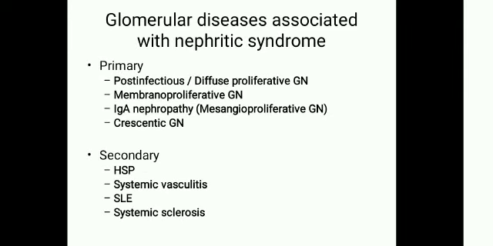Now, under primary, you have nephritic. Okay, these are the diseases associated with nephritic syndrome. Previously, we learned about nephrotic. This is nephritic. So, which are the nephritic syndromes? That is post-infectious glomerulonephritis, also known as diffuse proliferative glomerulonephritis. The next one is membranoproliferative glomerulonephritis, IgA nephropathy, and crescentic glomerulonephritis. The secondary causes include Henoch-Schönlein purpura, SLE, systemic sclerosis, etc. Okay, so these are the diseases which cause nephritic syndrome, that presents with hematuria, hypertension, etc.